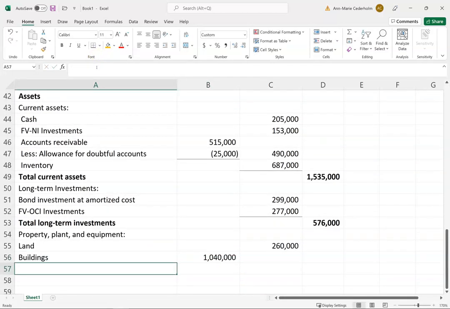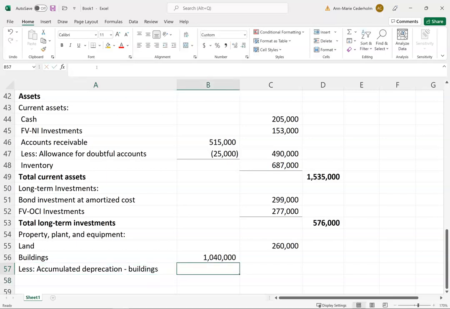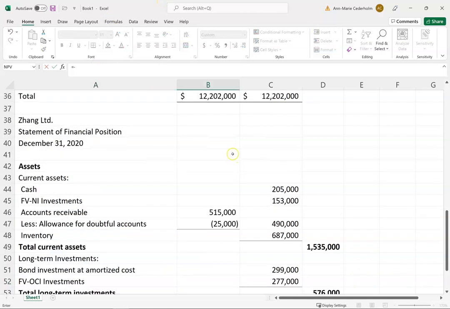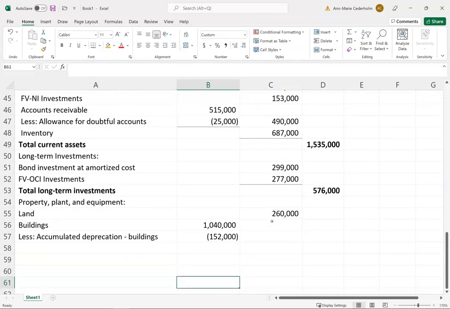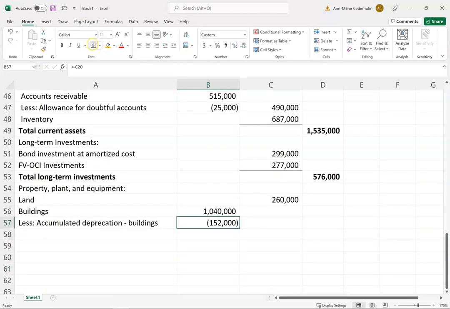And now I'm going to subtract my accumulated depreciation. Now, sometimes I call it amortization. It's the same thing. And I'm going to subtract that. So that's the 152. And so now I want to get the net amount.